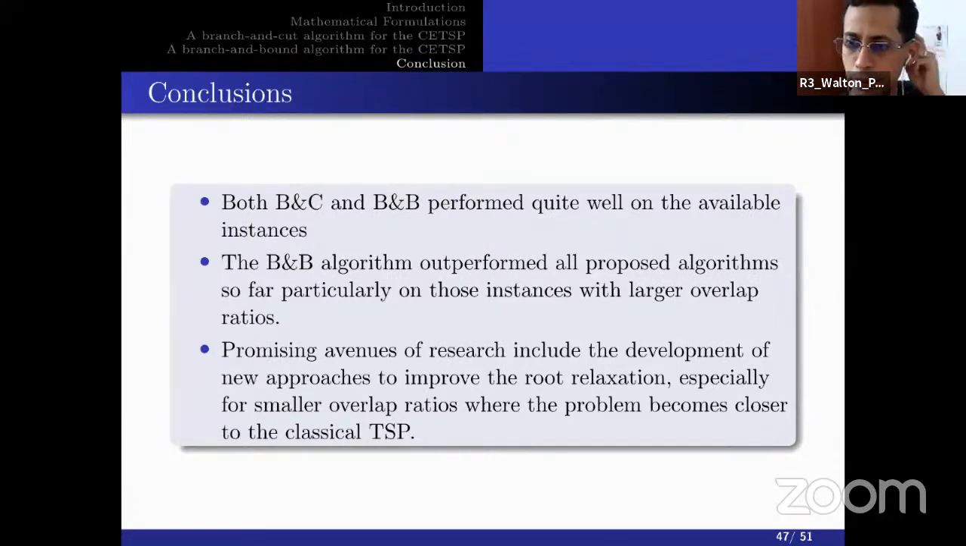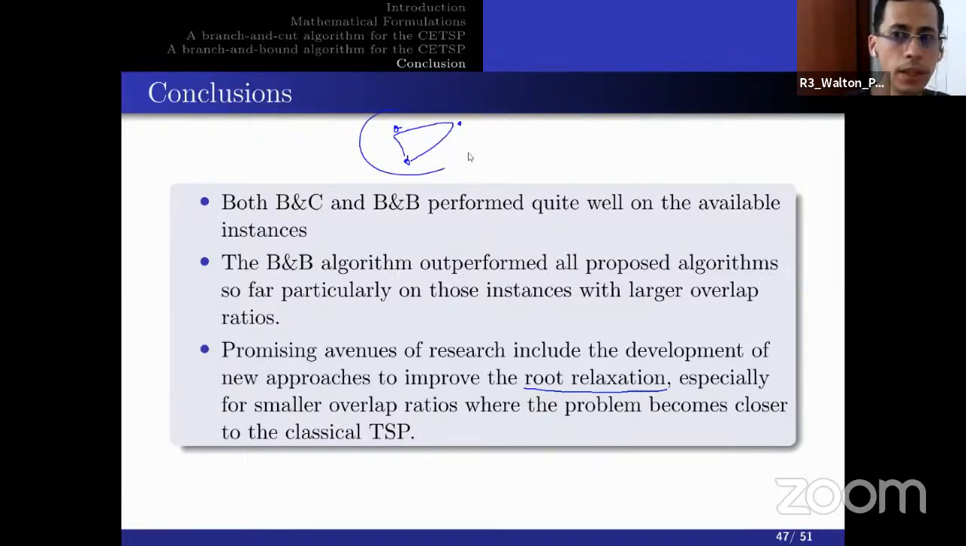Promising avenues of research include new approaches for defining the root relaxation for the branch and bound algorithm. Up to this point, we start with only 3 vertices. And then you compute that tour. That's our starting root node in the branch and bound tree. But maybe you can develop better ones, which provide a better lower bound and speed up even more the computation.